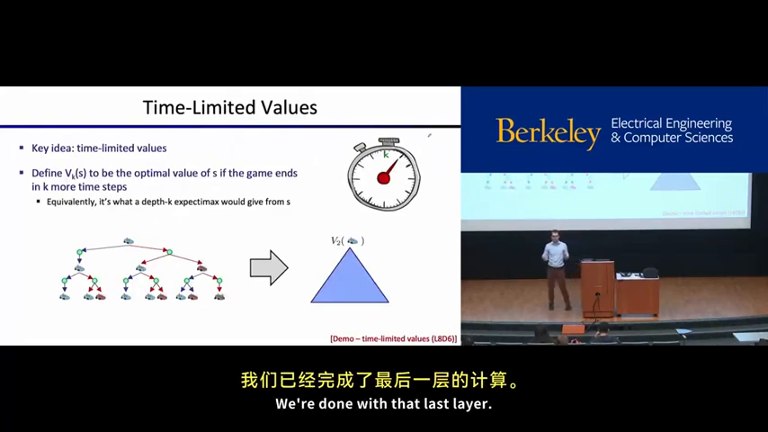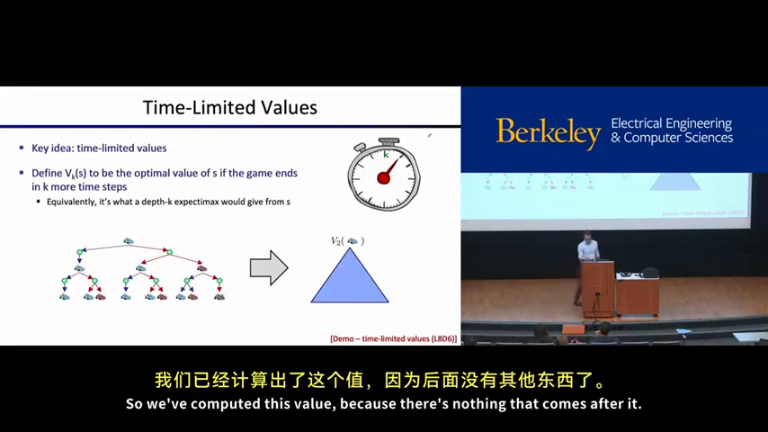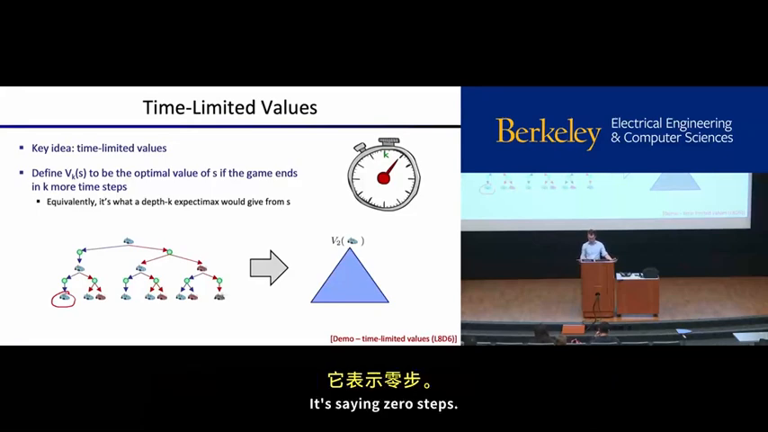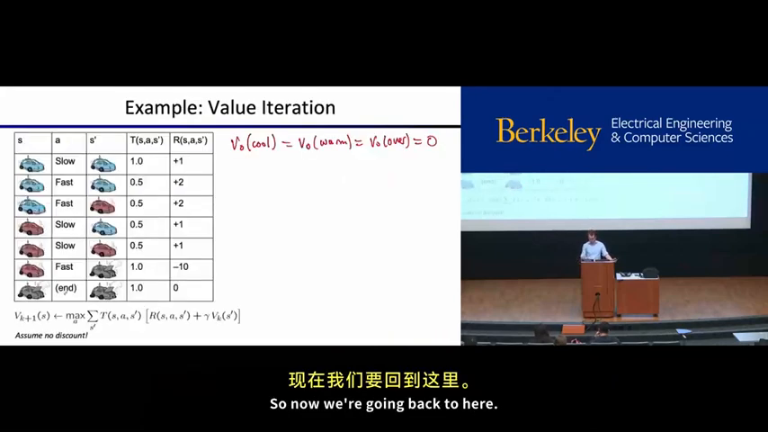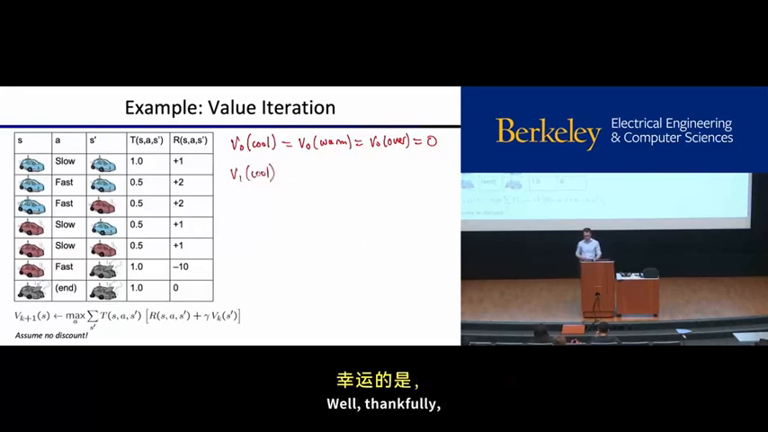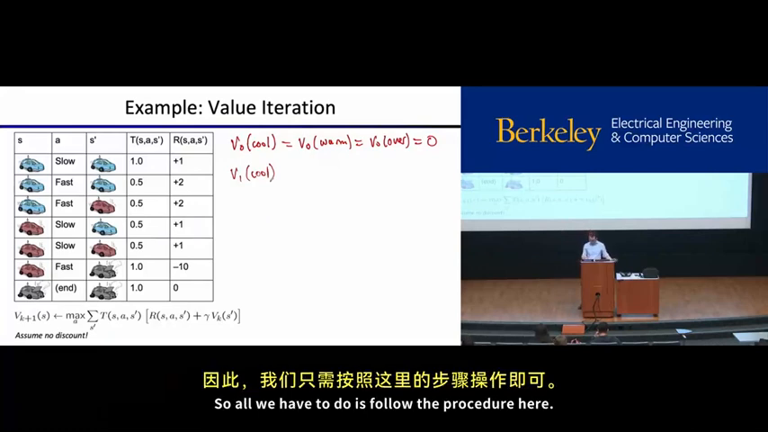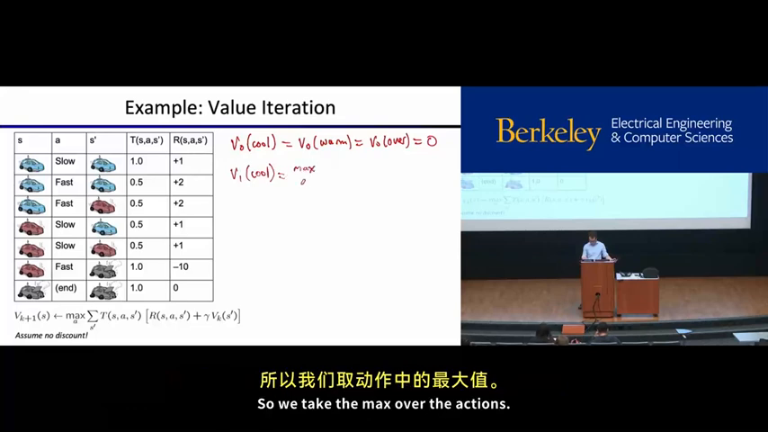We're done with that last layer. Now we're going to build up the second to last layer using the computations that we just did. We've computed this value because there's nothing that comes after it. It's saying 0 steps. So now we have to come up with v1 of cool. Well, what's v1 of cool? Thankfully, I wrote the expression for how we get v1 from v0 down at the bottom of the slide. So all we have to do is follow the procedure here. We take the max over the actions.